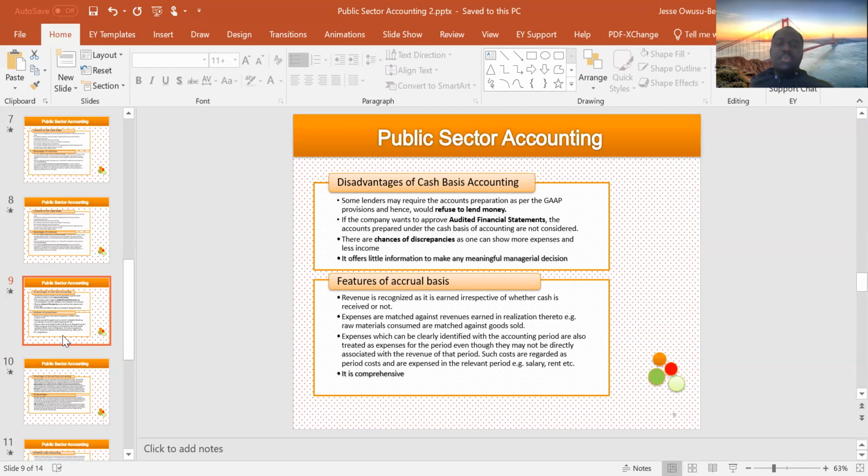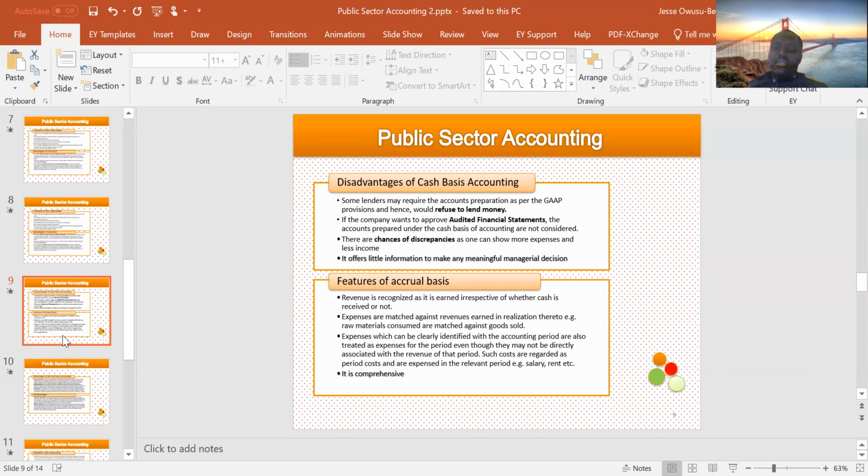Another thing is expenses which can be clearly identified with the accounting period are also treated as expenses for the period, even though they may not be directly associated with the revenue of that period. And those costs are called period costs. So that's also another feature of the accrual basis.